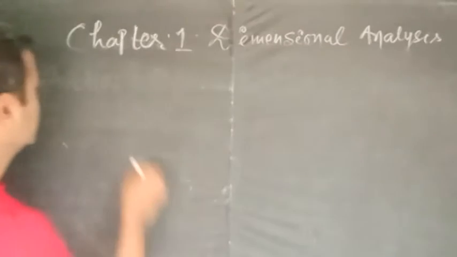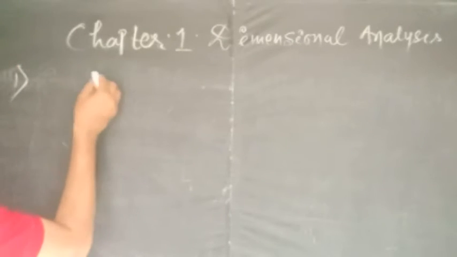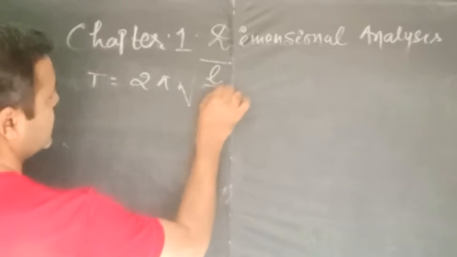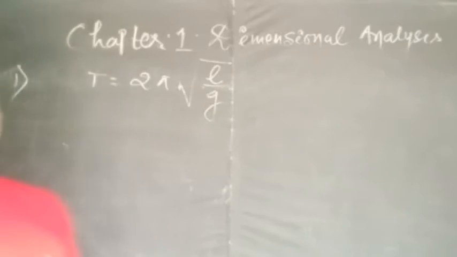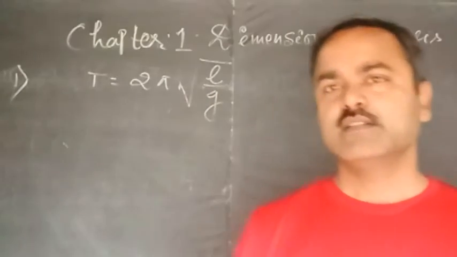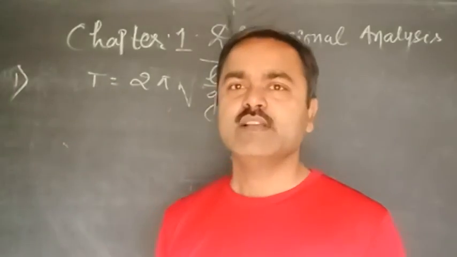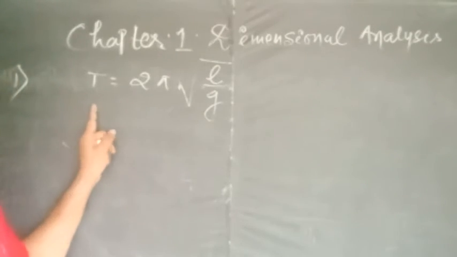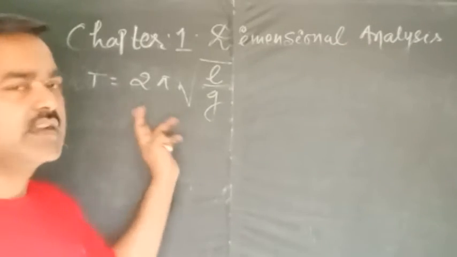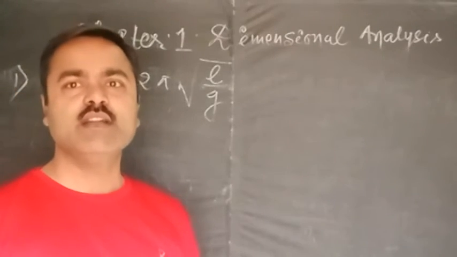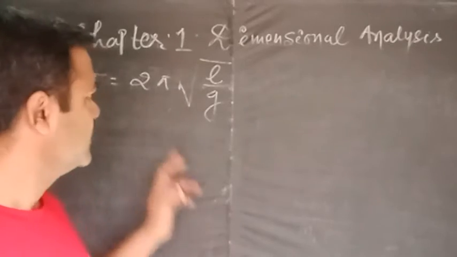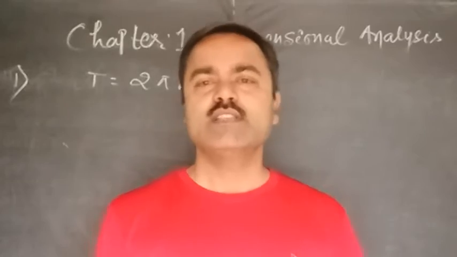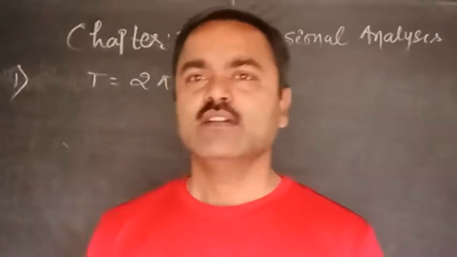For example, suppose it is given T = 2π√(L/g). It is given, and the question is to check whether it is correct or not by using dimensional formula. So here, just put the dimensional formula on both sides, left hand side and right hand side. If the dimensional formula is equal, then this is correct, and if the dimensional formula is not equal on both sides, then that will not be correct.